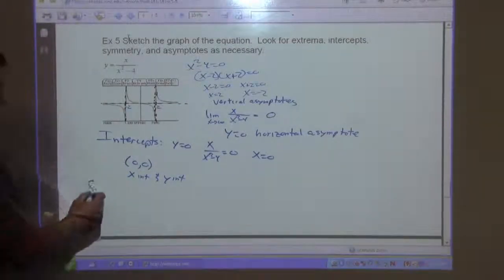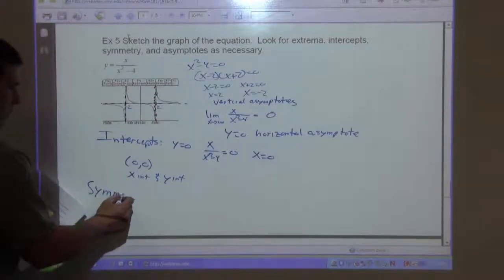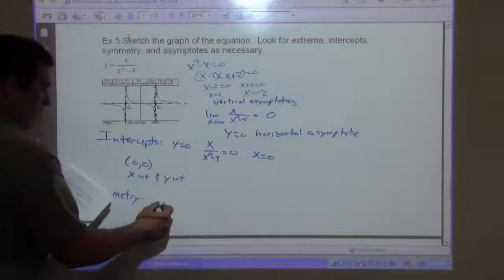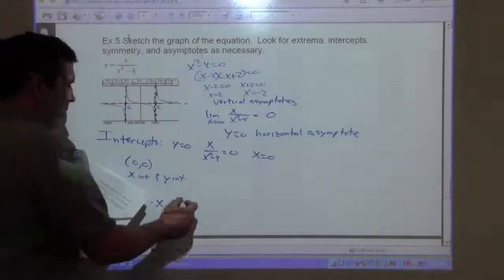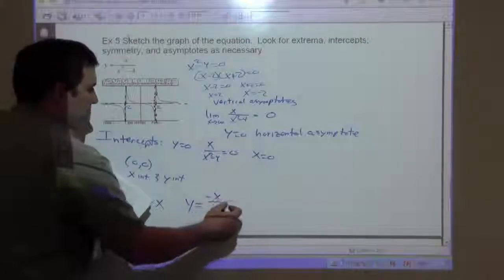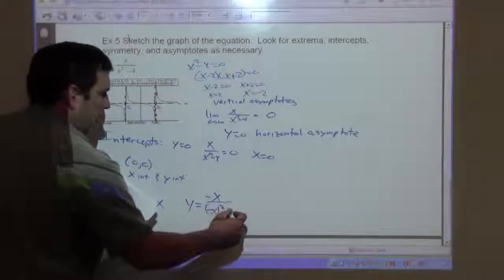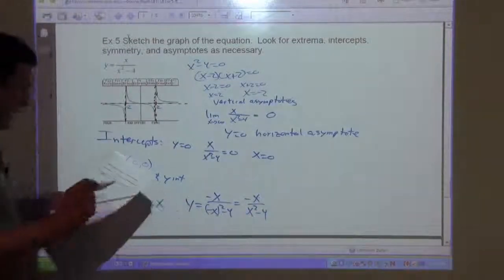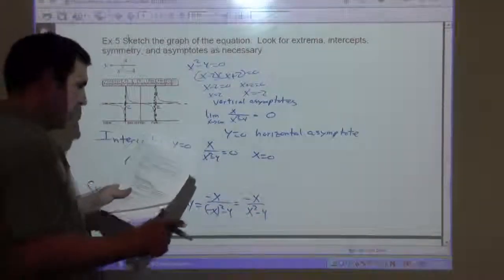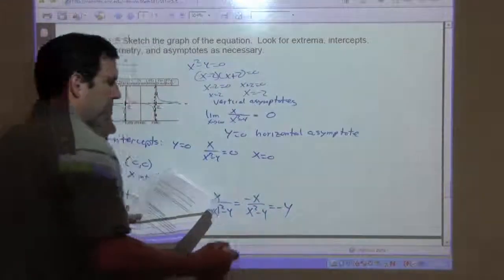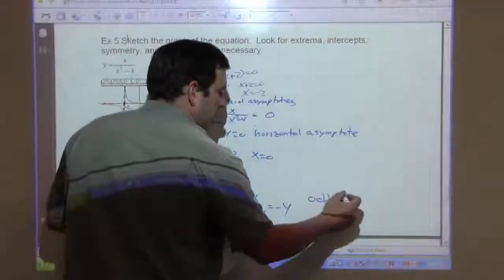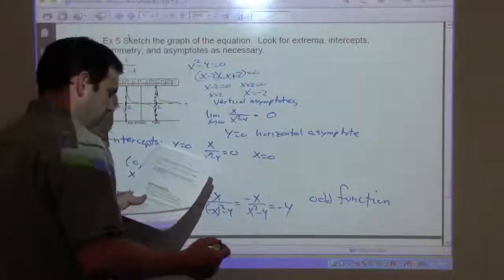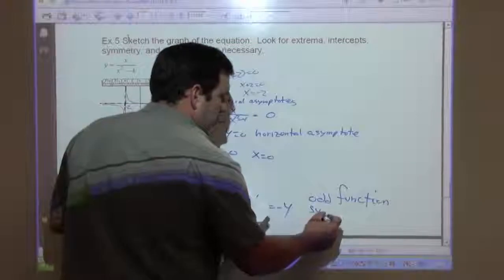How about symmetry? Think of negative x. Y equals negative x over negative x squared minus 4. That's going to be negative x over x squared minus 4. That's not the same as the original. That is the opposite of the original. So that means this is an odd function. So it has symmetry with respect to the origin.